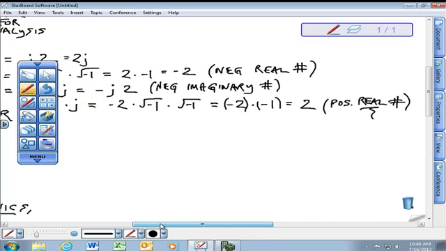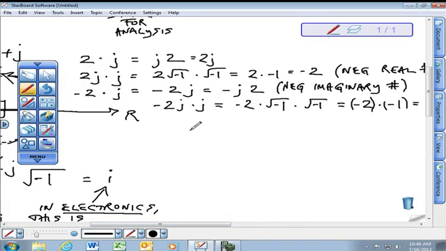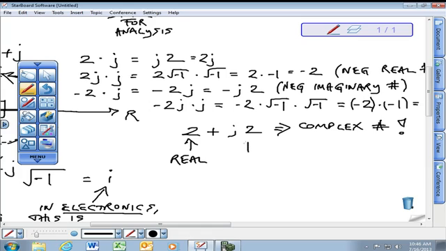And then, the fun never ends in this class. What happens if you add a real number to an imaginary number? You get what's called a complex number. A complex number, by definition, is simply the sum of any real number and any imaginary number.